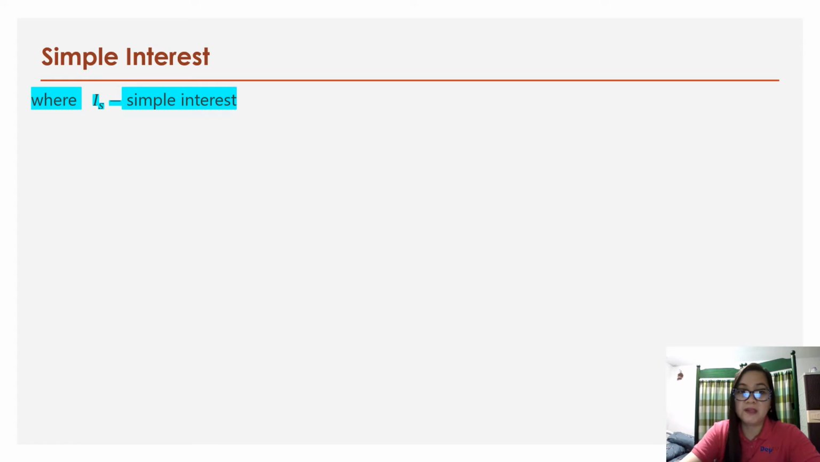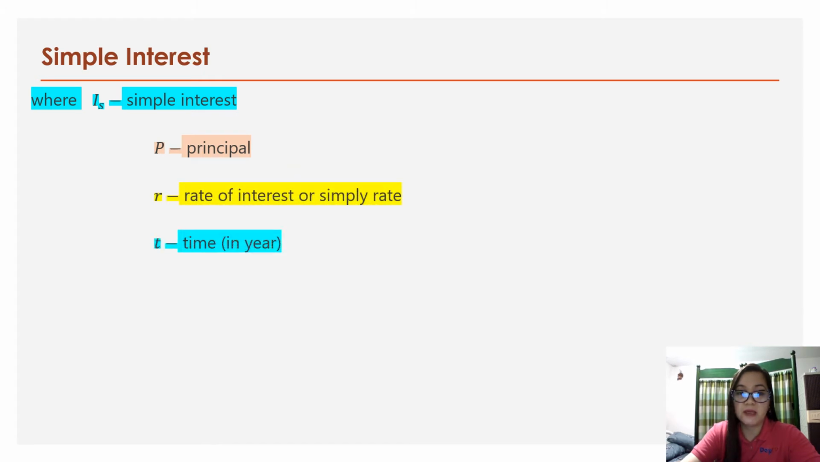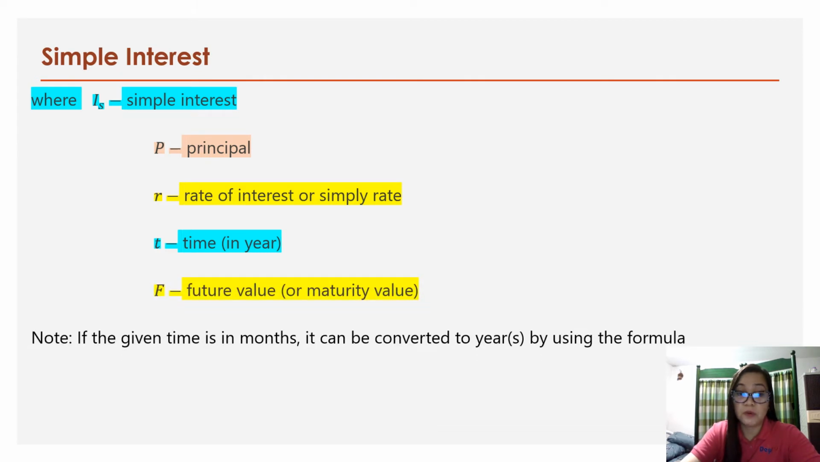where I sub s is the simple interest, P is the principal, r is the rate of interest or simply rate, t is the time in years, F is the future value or maturity value. Note, if the given time is in months, it can be converted to years by using this formula: t is equal to the number of months divided by 12. Please always take note of this. Okay?